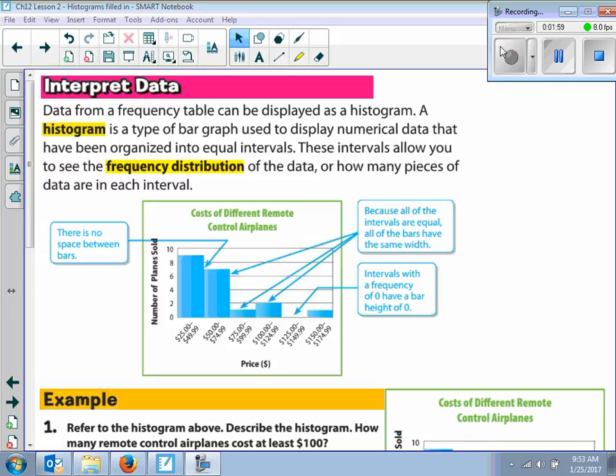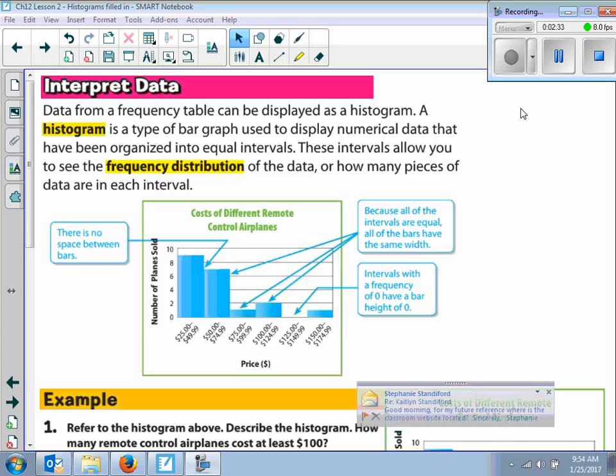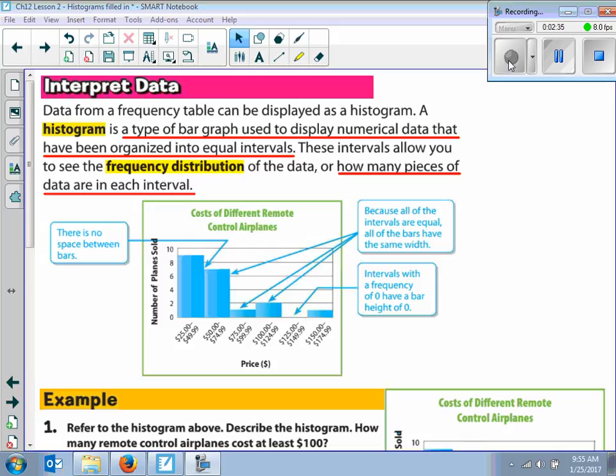All right, so this lesson we are going to interpret data. It says data from a frequency table can be displayed as a histogram. A histogram is a type of bar graph used to display numerical data that have been organized into equal intervals, just like we talked about in the warm-up. These intervals allow you to see the frequency distribution of the data, or how many pieces of data are in each interval. I want you to make sure that you write down the vocabulary. Again, a histogram is a type of bar graph used to display numerical data that have been organized into equal intervals. A frequency distribution of the data is how many pieces of data are in each interval.